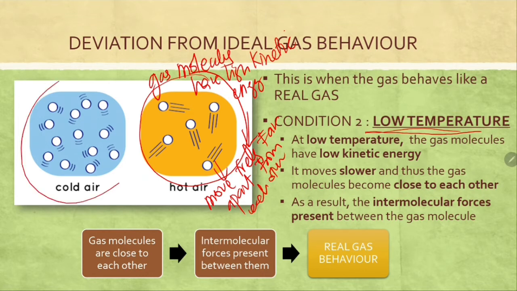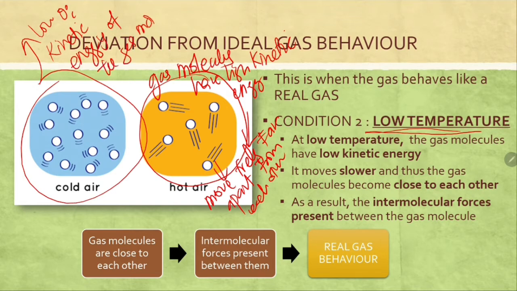However, this one is the cold air, which is at low temperature. At low temperature, the kinetic energy of the gas molecules is very low. So what will happen? Think about it. If the kinetic energy of the molecules is low, what will happen to their movement? Will they move freely far apart from each other? Will they move at high speed? Definitely not. The gas molecules will move very slowly because they don't have enough energy to move around. So since they move slowly, they become close to each other.